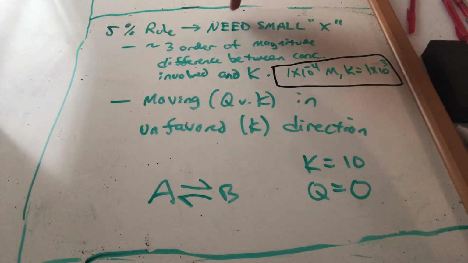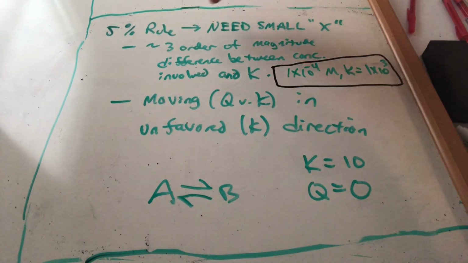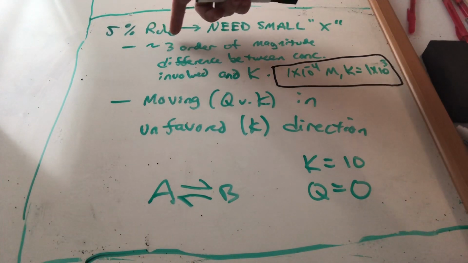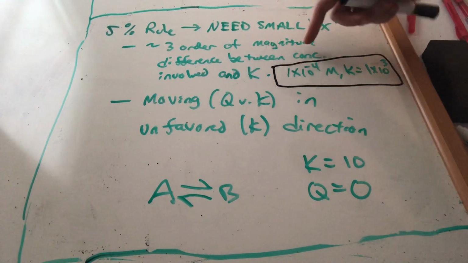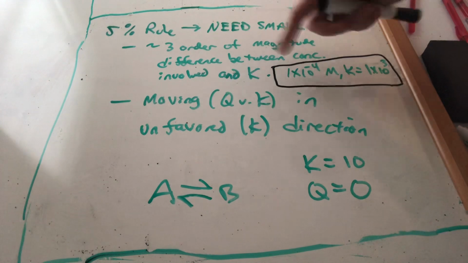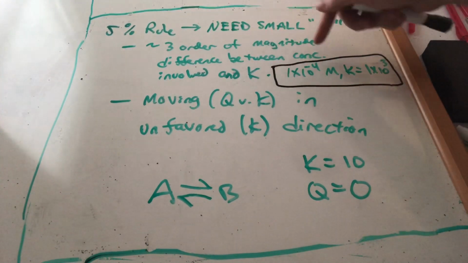So here's what you're going to do to decide that you have a small x. You're going to look, and this is like a rule of thumb, so it kind of works most of the time. You're going to look for about a 3 order of magnitude difference between the concentrations involved in your ICE table and K. So what's an order of magnitude? It's a power of 10.